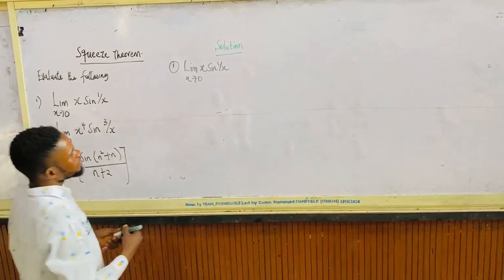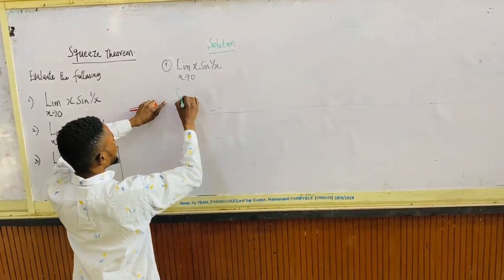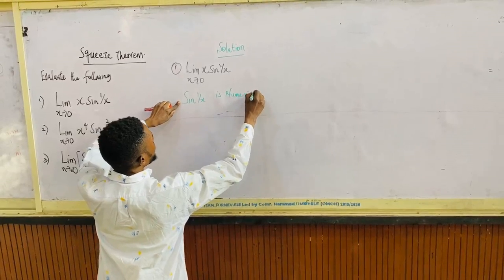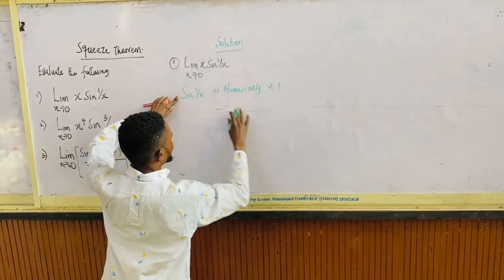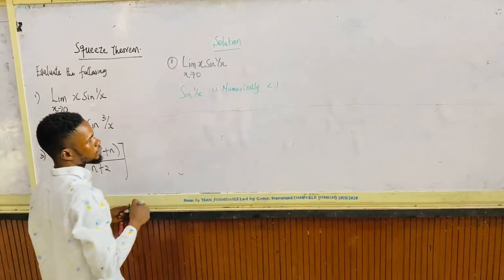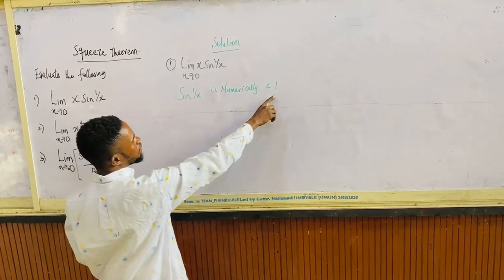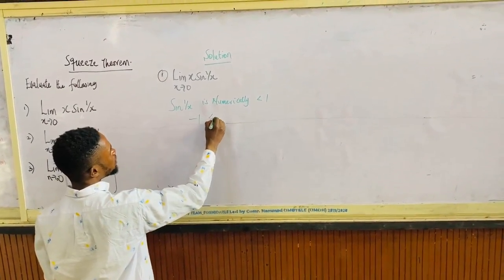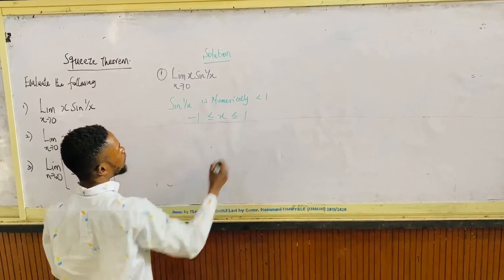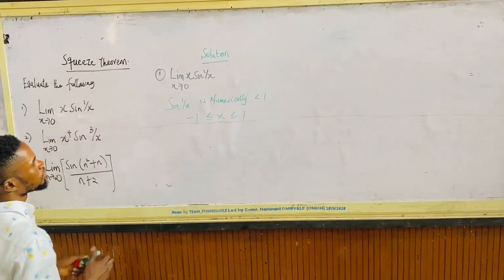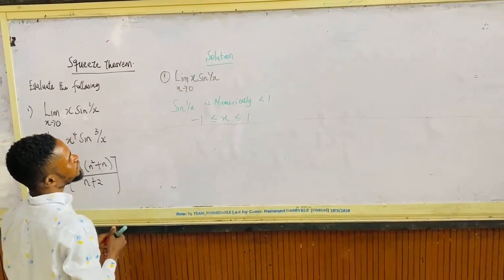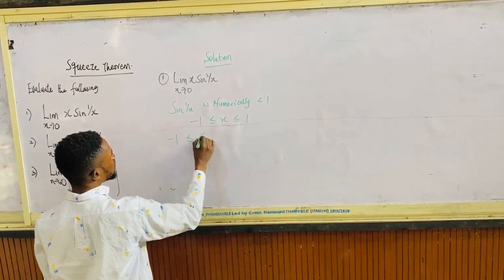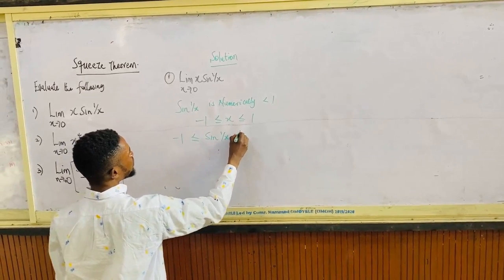Now, sine 1 over x is numerically less than 1. No matter the value of x, sine 1 over x is numerically less than 1. So that means it falls in the interval minus 1 less than or equal to sine 1 over x less than or equal to 1. So to evaluate the limit of x sine 1 over x as x tends to 0, minus 1 is less than or equal to sine 1 over x less than or equal to 1.